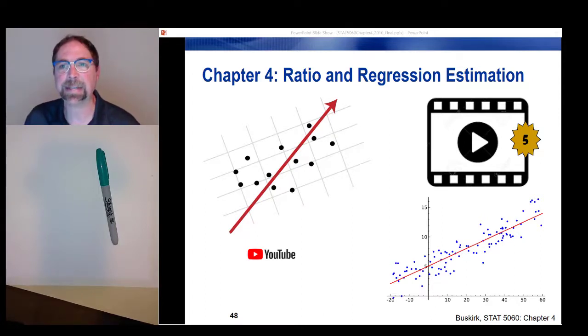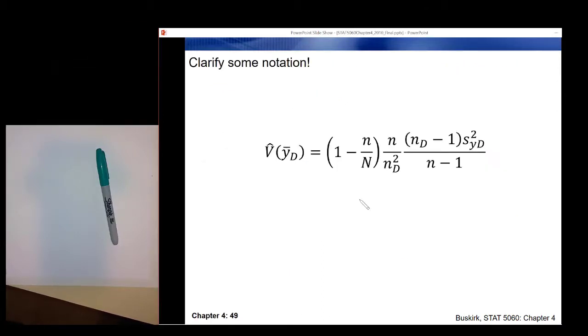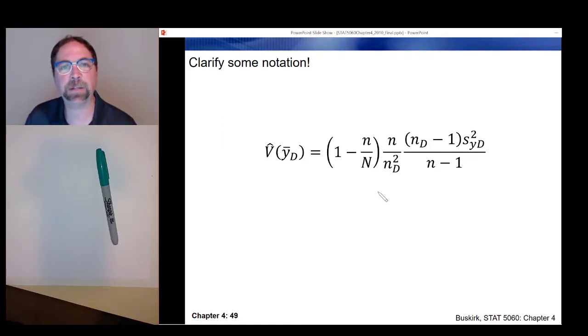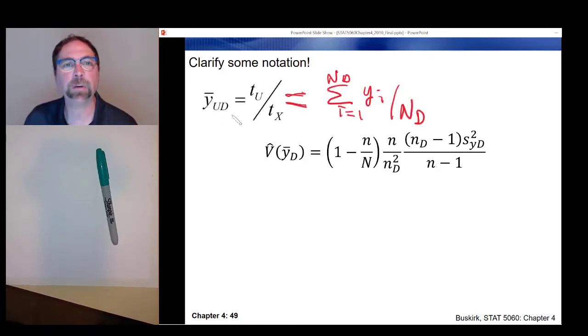I realized last time that when we were doing this there was a little bit of confusion on the notation, so let's clarify the notation a little bit here. We recognize that our parameter in the domain situation is this y bar ud. Now we break this down. The u refers to the universe or the population. The d refers to the domain of interest.